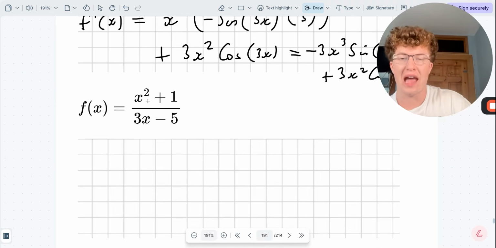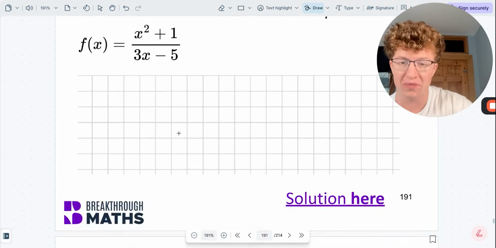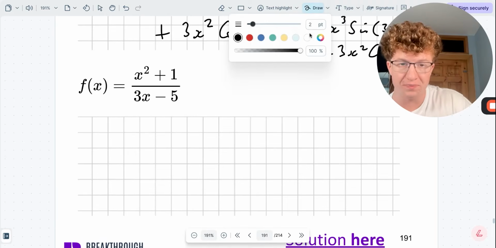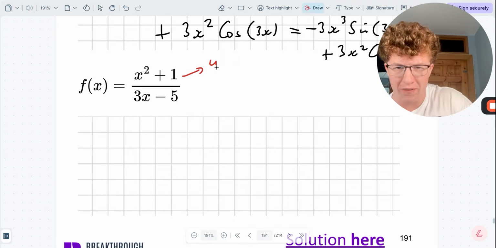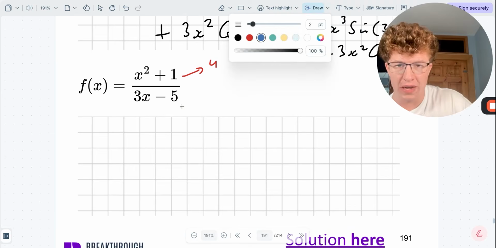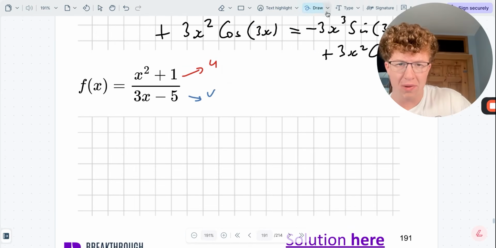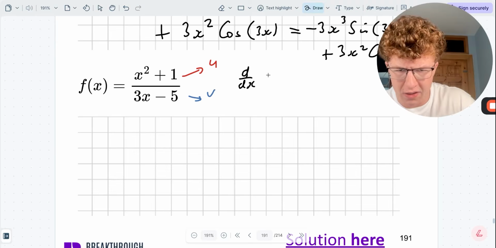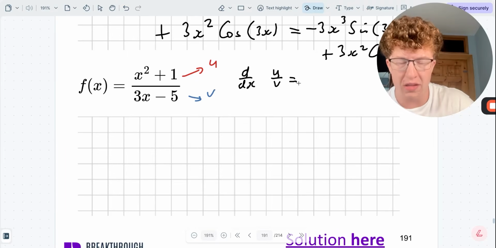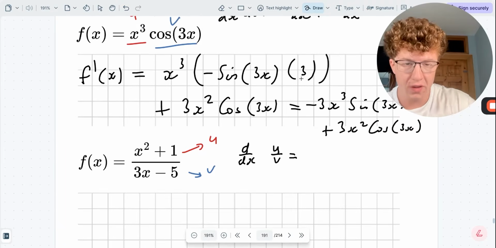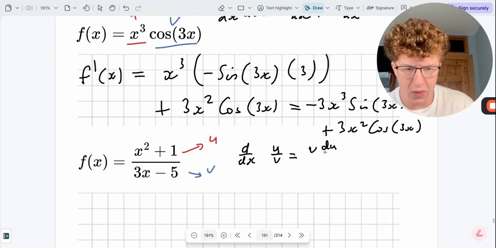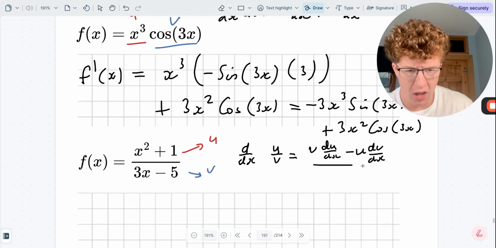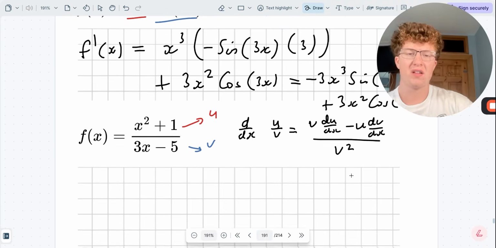Then we have f of x equals x squared plus 1 over 3x minus 5. This is now a u over v. So up here, we're going to have u. Down here, we're going to have v. And remember, the rule for this is going to be d over dx of u over v is equal to v du dx minus u dv dx all over v squared. So now just fill in.